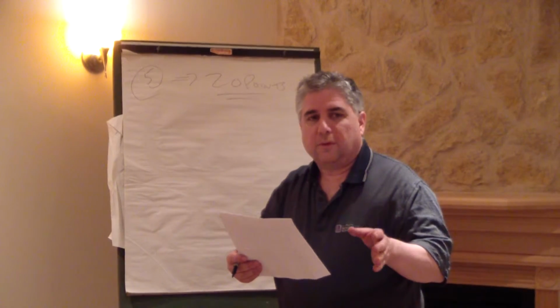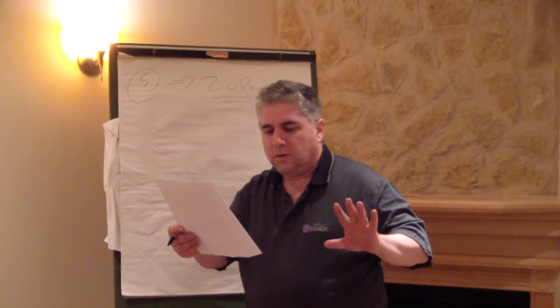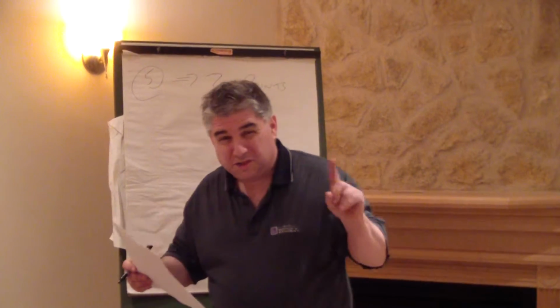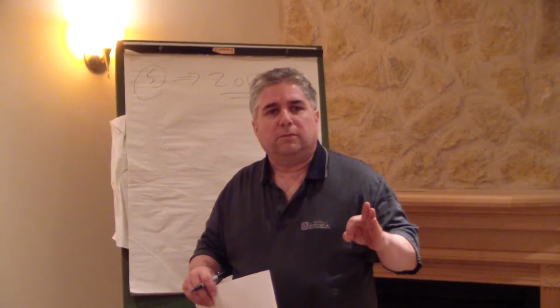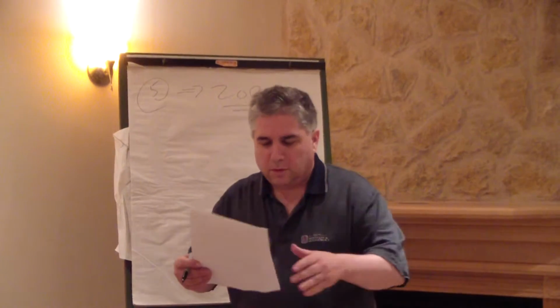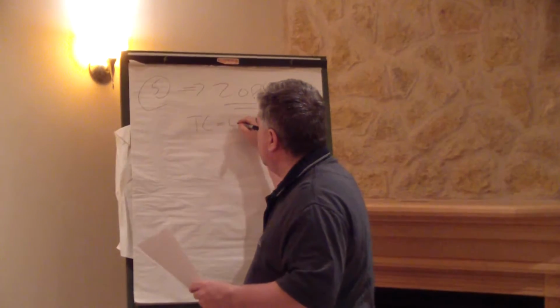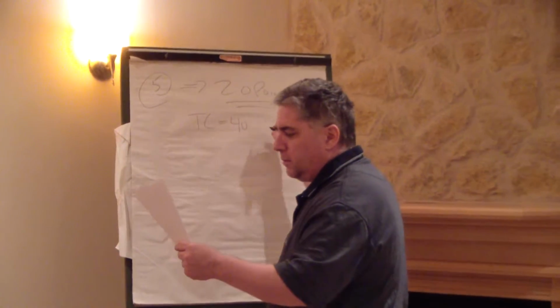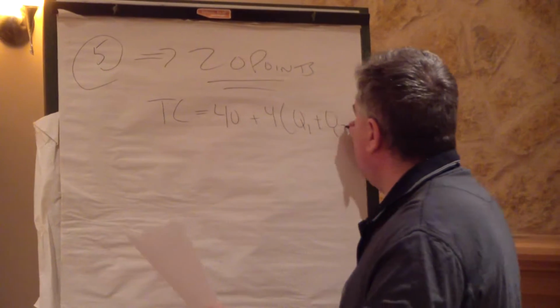The first question is basically a price discrimination question in which you have 2 markets. The condition for price discrimination, remember, is that you have to have some market control. You have to have some monopolistic tendency. So here's my total cost function, equals 40 plus 4 times Q1 plus Q2.